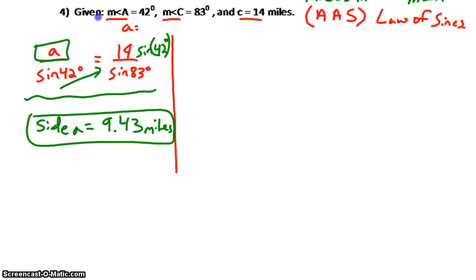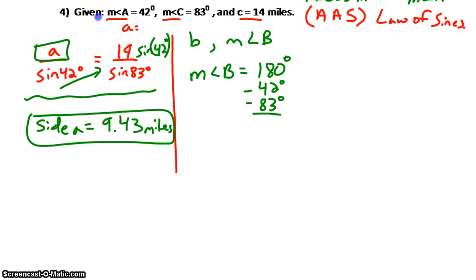Now hopefully the next thing you did then was said, well, you know what, I want to find B, but I also need to find the measure of angle B. So the only one I can find at this point is the measure of angle B. The way in which we would do that would be 180 degrees, subtract our 42 degrees, and subtract our 83 degrees. So the measure of angle B ended up being 55 degrees.